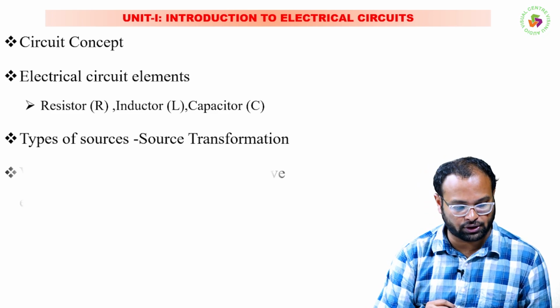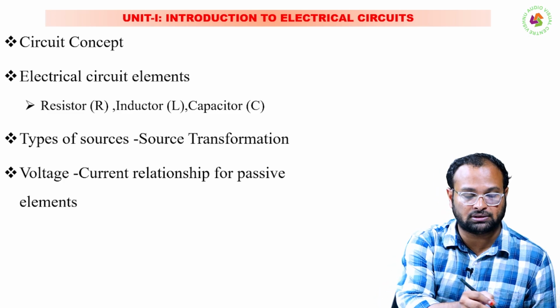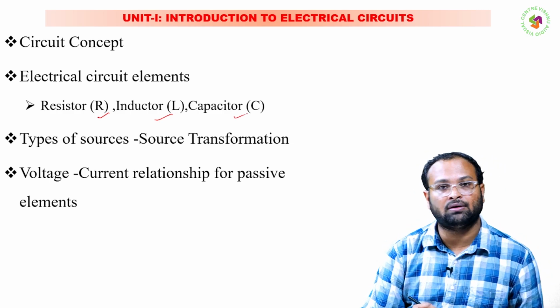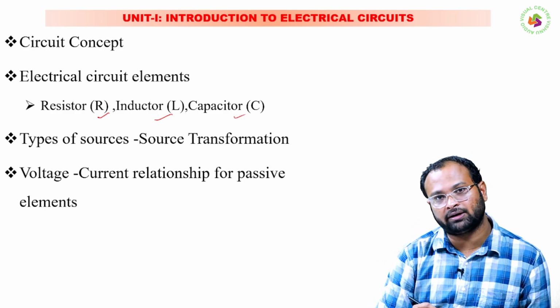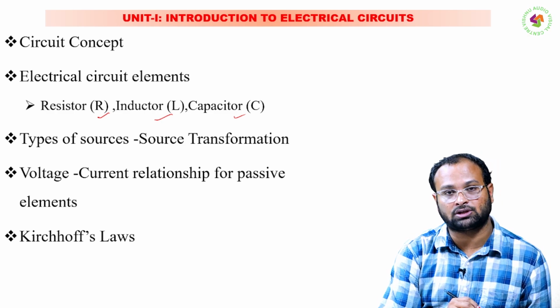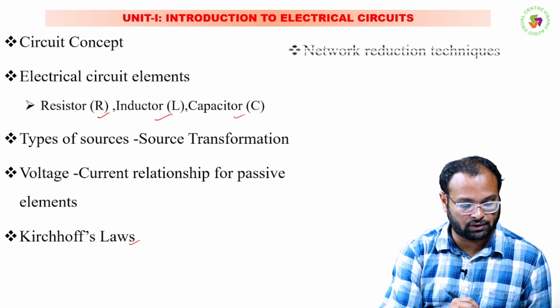We have current sources and voltage sources, and the transformation of voltage sources into current sources and current sources into voltage sources for analyzing circuits. Then we'll go to the voltage and current relationships in the passive elements, resistor, inductor and capacitor, and then to the Kirchhoff laws. We know the basic law, Ohm's law. Kirchhoff laws we will see, and how these laws are useful in the circuit.